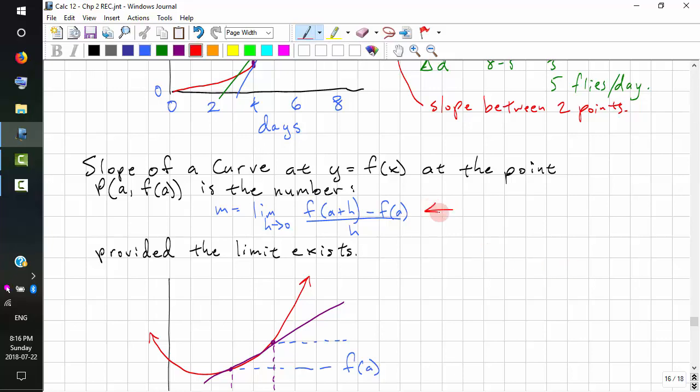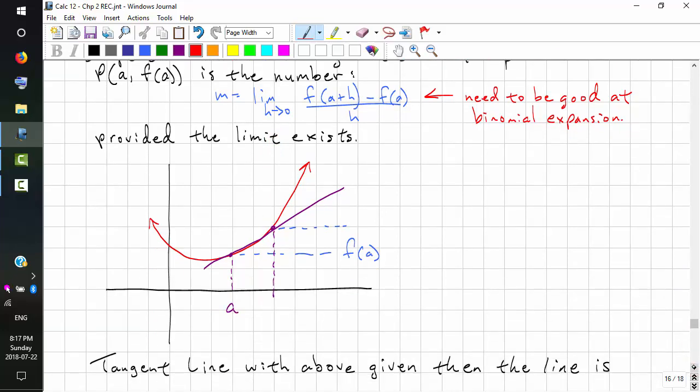So for this, you need to be good at binomial expansion. Okay, because this is your binomial, and when we substitute it in the function, you'll likely be doing a polynomial, so you need to do binomial expansion. And this is provided the limit exists. Okay, so it won't exist when we have a corner, a cusp, or a vertical tangent.